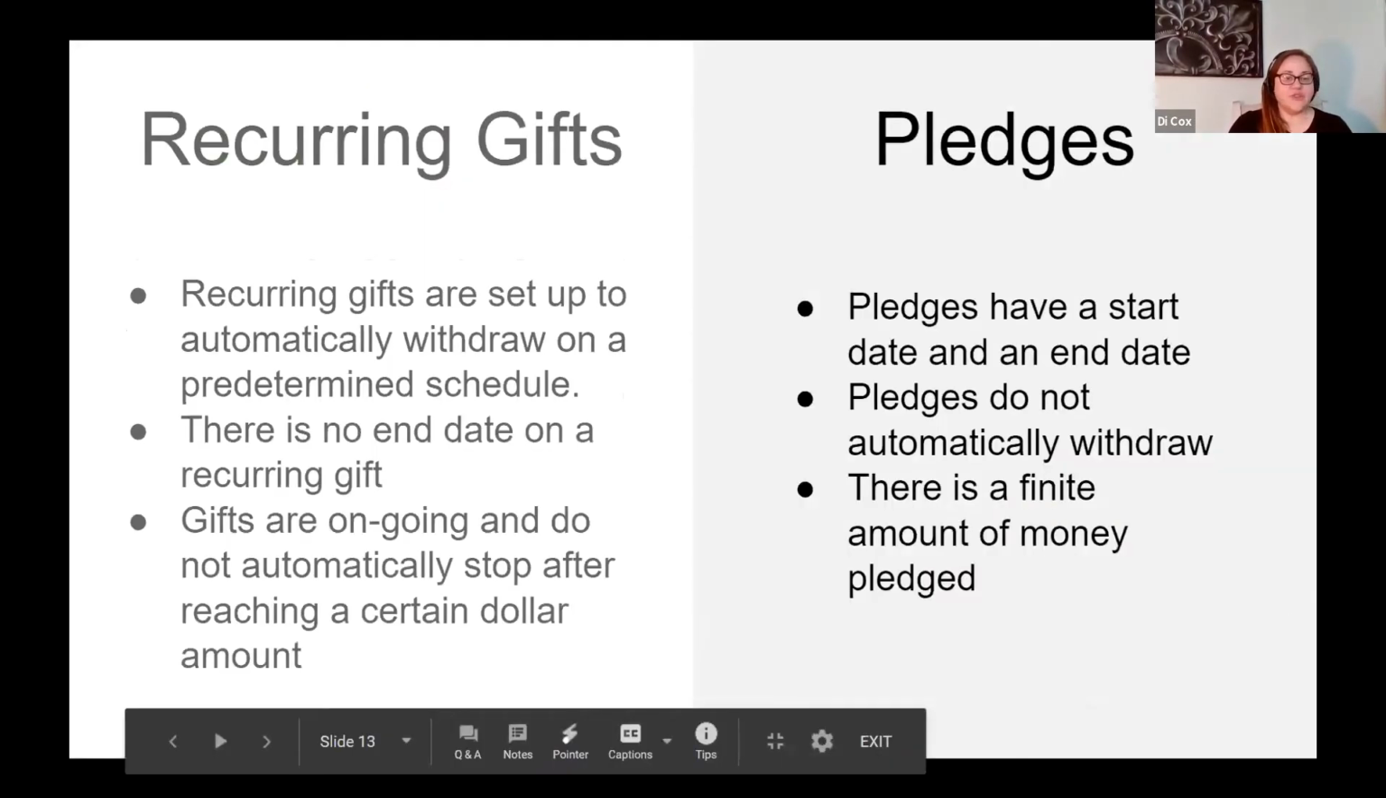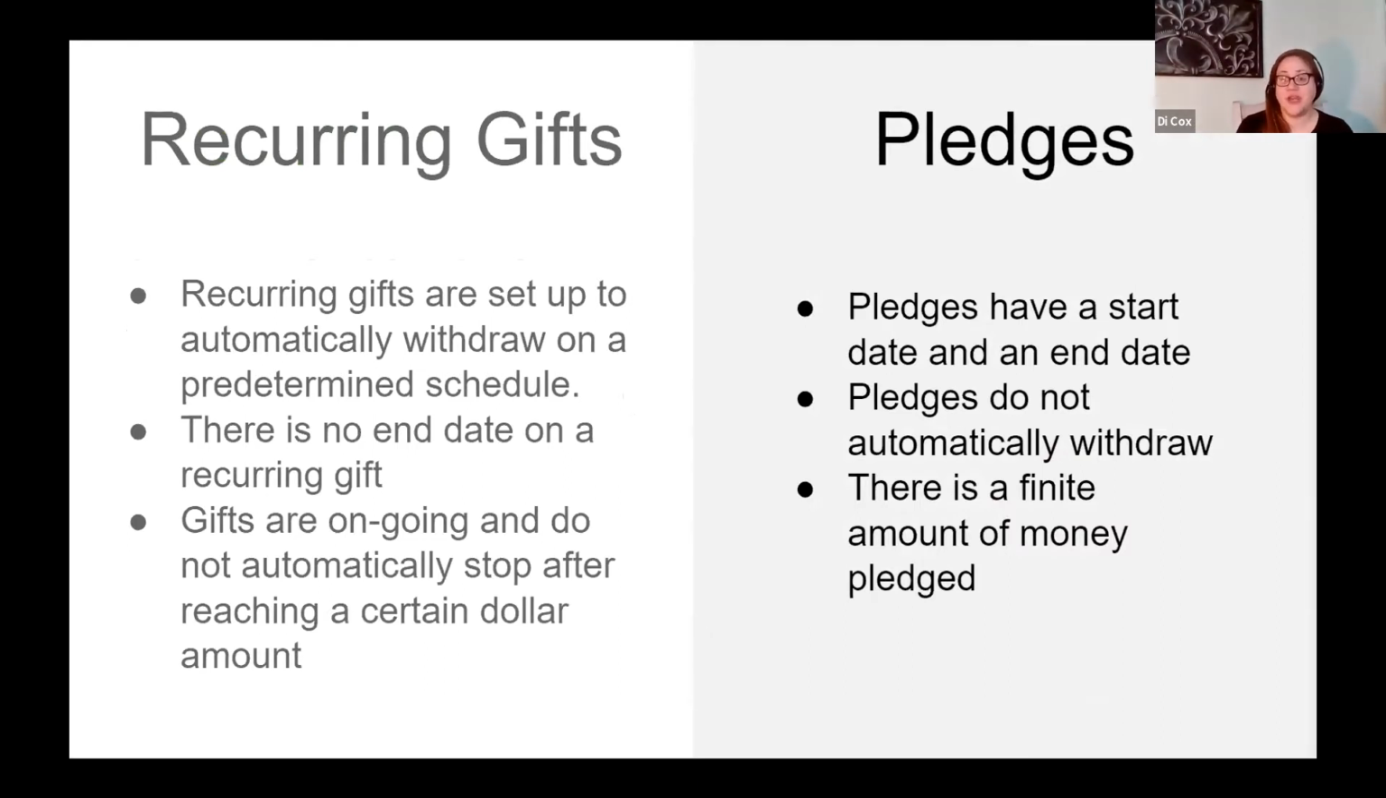All right. So the first thing we should establish is the difference between a recurring gift and a pledge, as they are absolutely not the same thing. A pledge is a finite amount of money promised to an organization with a definite start date and a definite end date. In most cases, they do not automatically withdraw from a bank account, and most organizations who have pledge programs will send out pledge reminders a month or a couple weeks before a pledge payment is due.